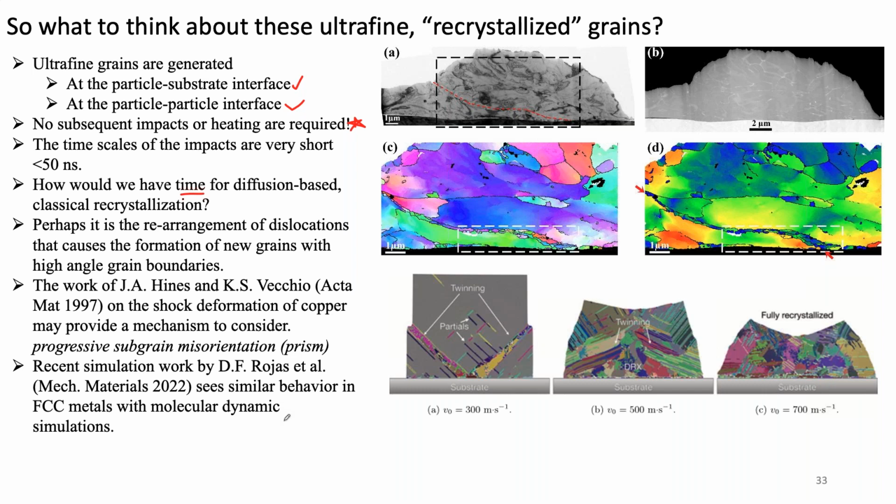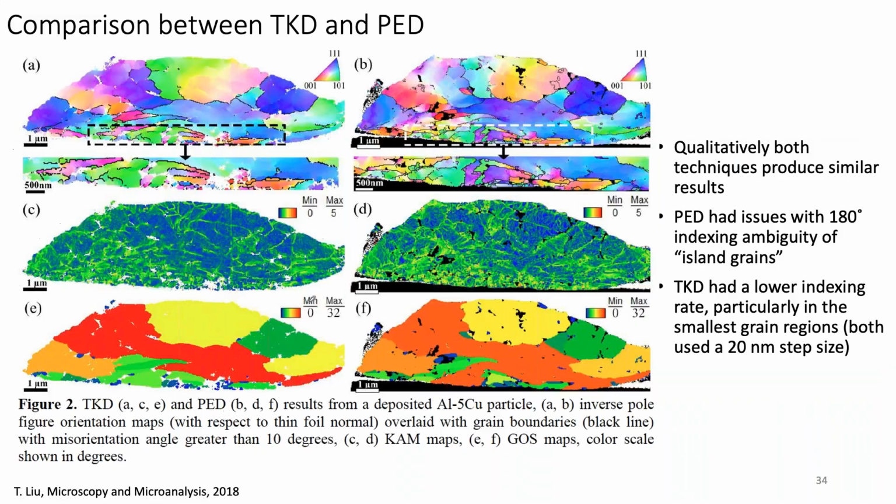There's some recent work by Rojas in Canada, which actually did molecular dynamics simulations. I was very excited to see this because they're basically taking FCC particles in simulation and impacting them on a substrate. And what they found is that at some high velocity, they did actually start to get new grains. They call it dynamic recrystallization. So we're getting the formation of new ultrafine grains, and I'm very excited about this. I think it's an area that still requires further thought and research in cold spray, but by combining tools like EBSD, TKD, PED, and simulations, we can make some real progress on this.